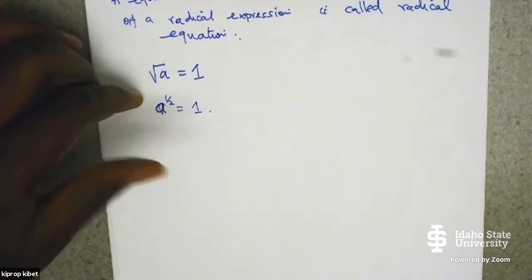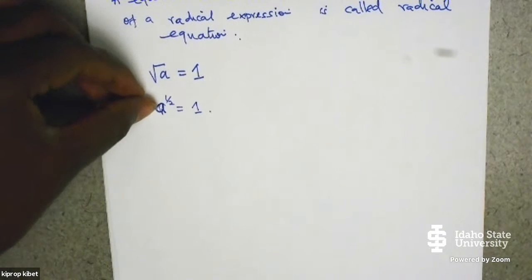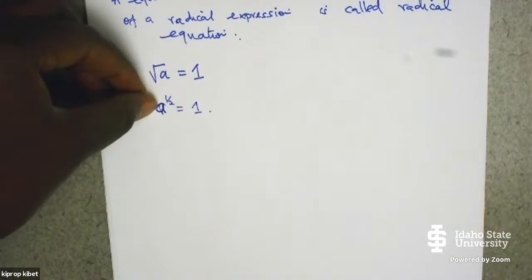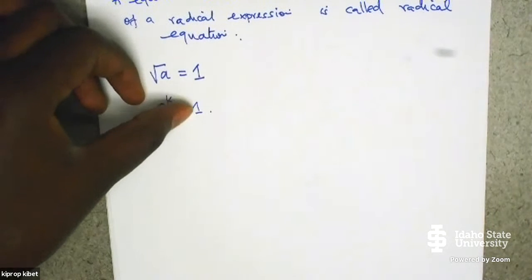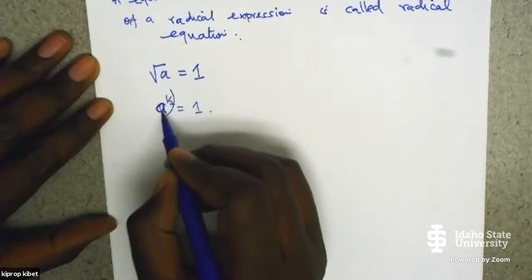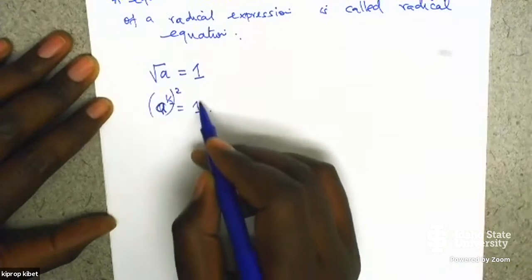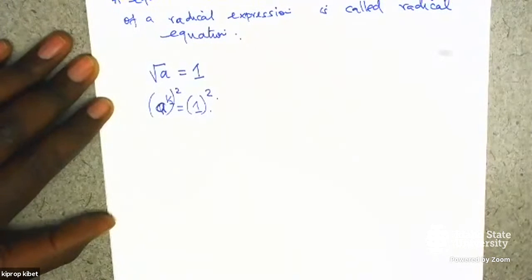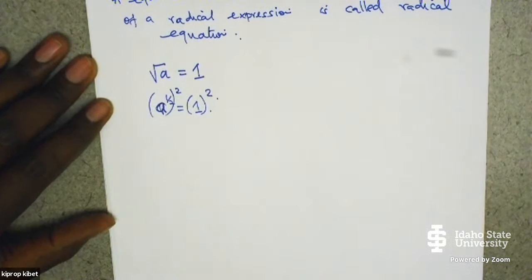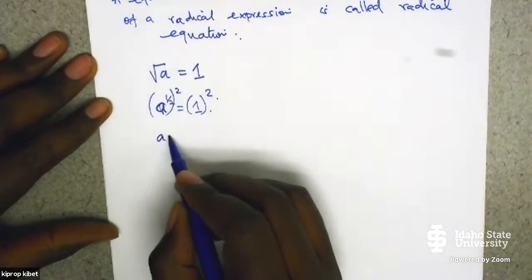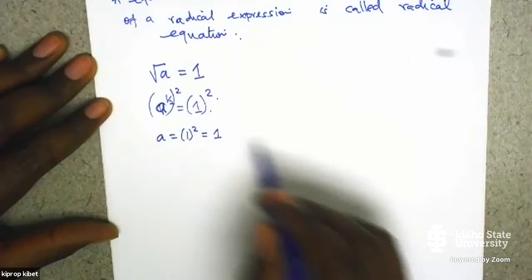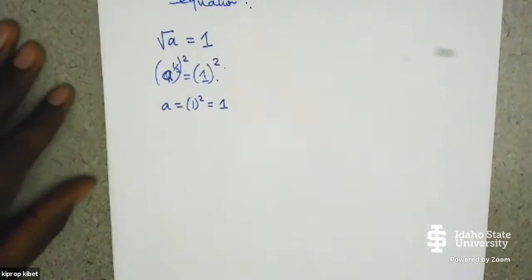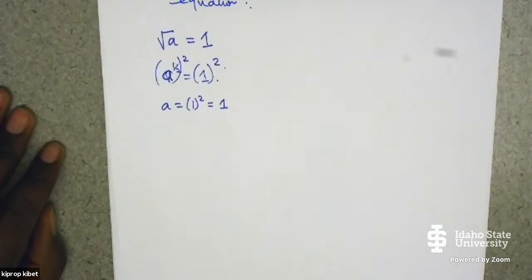Now, what you do here, we need to get the value of A. To get the value of A, what do you do? We square, right? So you need to square this. What you do on this side, you do on the other side. So our A would be equal to 1 squared, which is equal to 1.